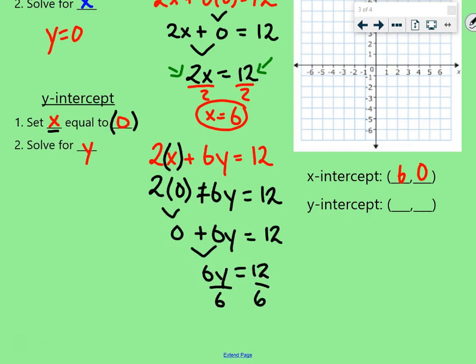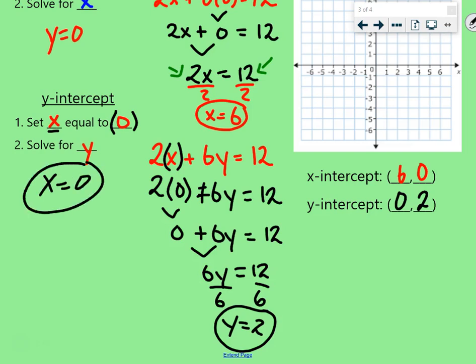Divide both sides by 6 to get y by itself. We get y equals 2. So that means our y-intercept is 0, 2, because x was equal to 0, and then y equaled 2. So we make that a coordinate point, which is 0, 2.